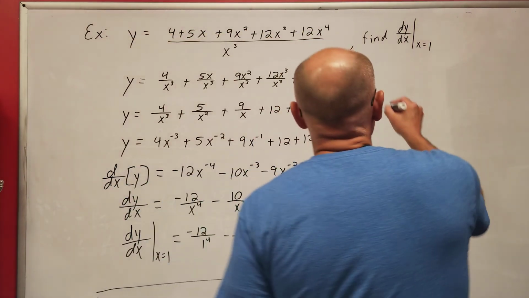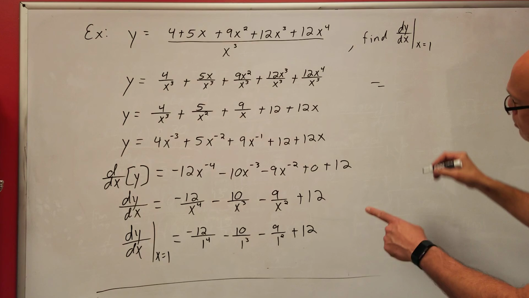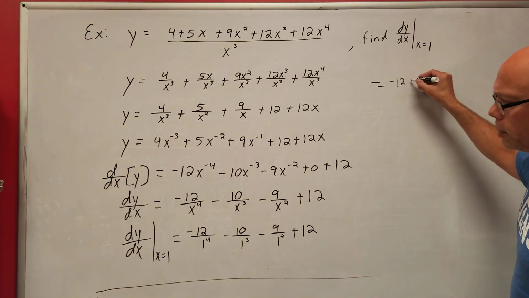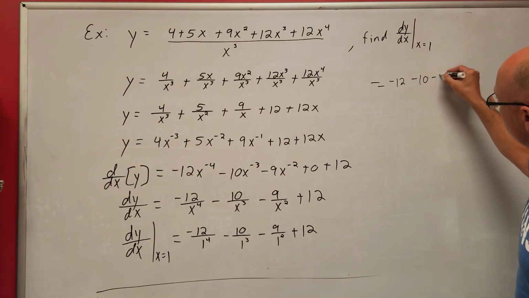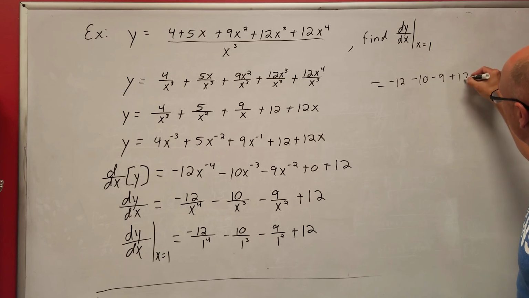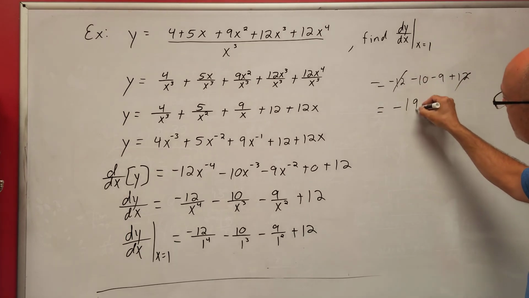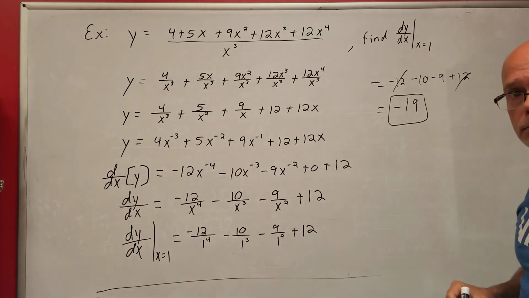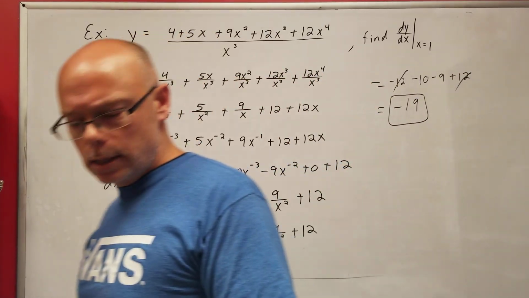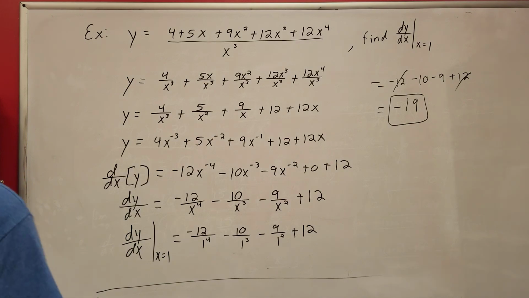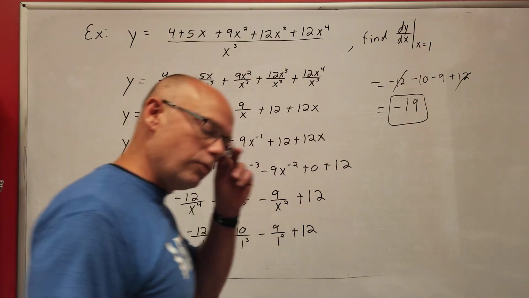I'm going to have to continue over here because I'm out of room. So that's negative 12 minus 10 minus 9 plus 12. Well, those go away, right? So what do you get? Negative 19. And that's all there is to this section. Homework should be fairly straightforward for this one.